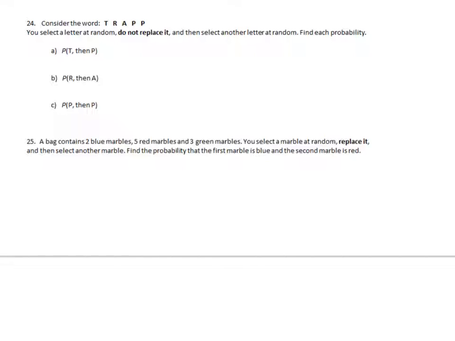Consider the letters TRAP. You select it and you don't replace it. So that means that the letters go down. So if you start out with TRAP, you're picking 2 cards. What's the probability of a T? So T is 1 out of 5. Then the T is gone. So the probability of a P is 2 out of 4. And now you multiply. So it's 2/20ths, which is 1/10.